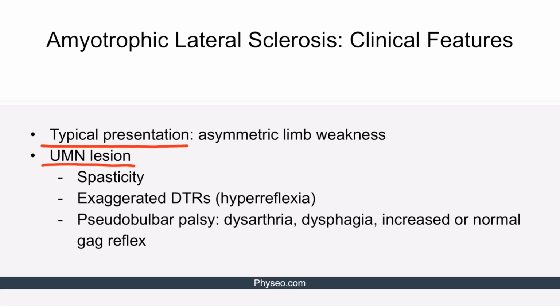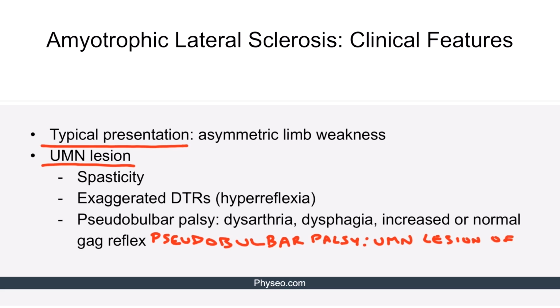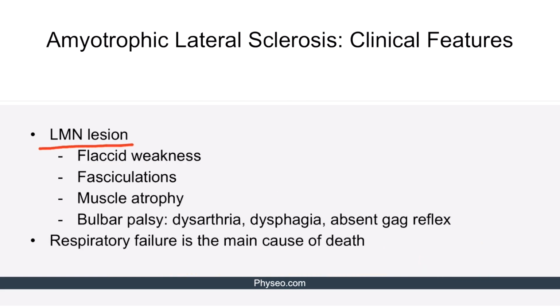Let's remember here the difference between pseudobulbar and bulbar palsy. Pseudobulbar palsy is caused by upper motor neuron lesion of cranial nerves 9, 10, and 12, whereas bulbar palsy is caused by lower motor neuron lesion of cranial nerves 9, 10, and 12. Features of LMN lesions encountered in amyotrophic lateral sclerosis include flaccid weakness, fasciculations, muscle atrophy, and bulbar palsy, particularly dysarthria and dysphagia with absent gag reflex.